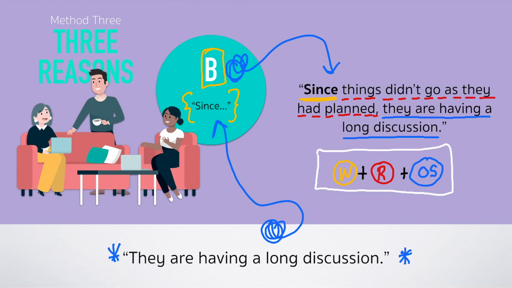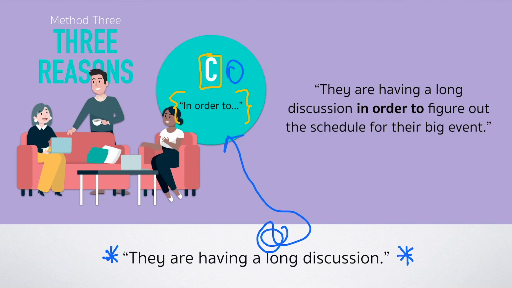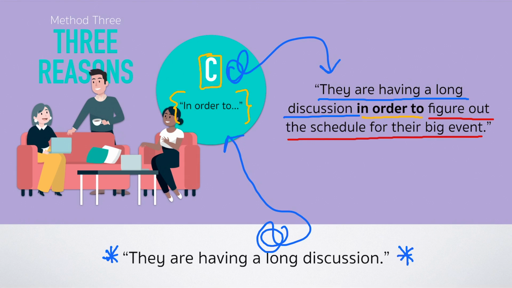And finally, letter C. Let's go to letter C. It says in order to. Again, a very good expression and pattern for you guys to know. Again, the original was they are having a long discussion. We're going to bring that up here, add that, and bring it on over here. So we have they are having a long discussion, and then we have in order to, and finally the new information: figure out the schedule for their big event. So again, that's the reason I chose.